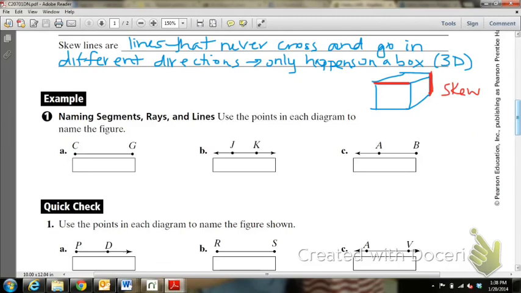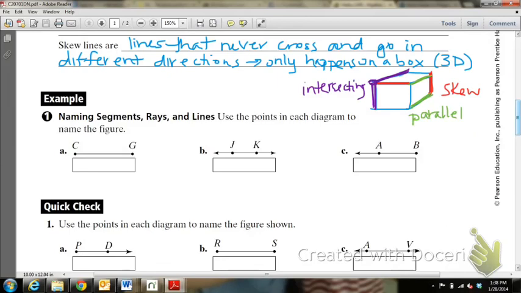Whereas if I had to name intersecting here, this line and this line on the box, while they go in different directions, they will actually meet at that corner. So those are intersecting. Okay, and then if I wanted to name parallel, let's change colors once. If I wanted to say parallel, it would be these guys. Would be parallel, because they're never going to touch, and they do go in the same direction.